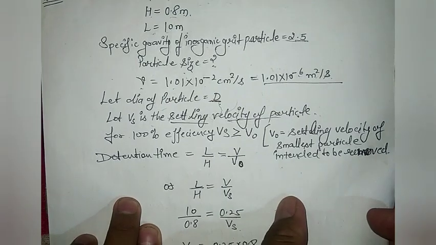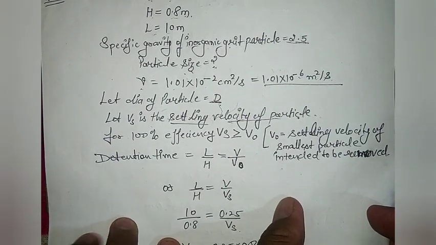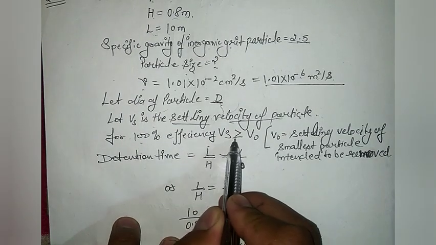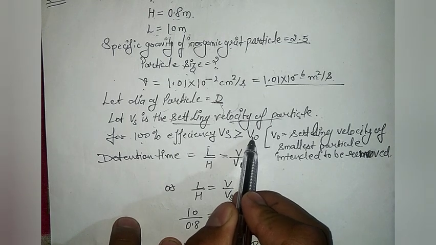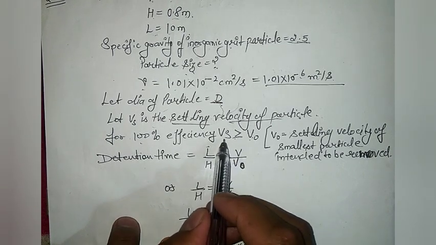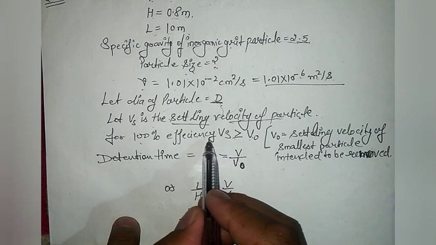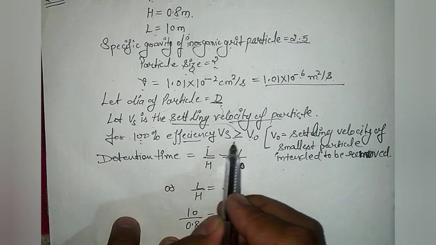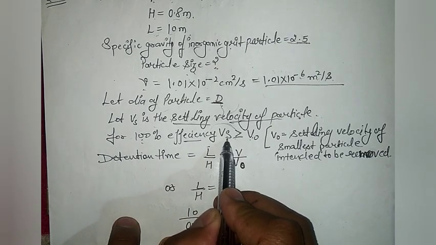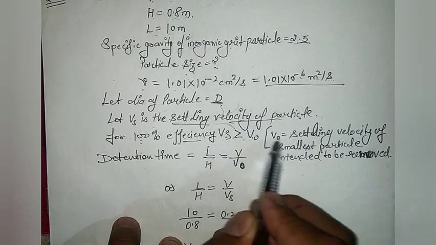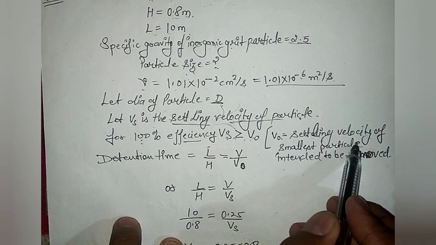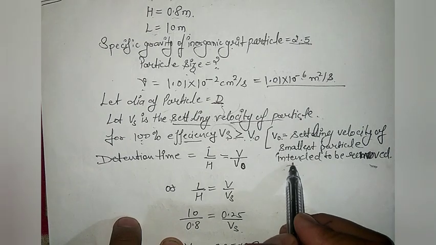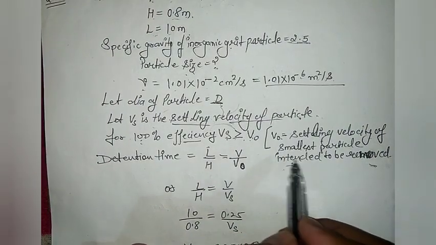We have discussed this in the design procedure: for 100% efficiency, Vs should be greater than or equal to V naught. So to remove all the inorganic matter, that is to achieve 100% efficiency, the settling velocity of the particle should be greater than or equal to V naught. What is V naught? V naught is the settling velocity of the smallest particle which is intended to be removed. We have already discussed that while discussing the design criteria.